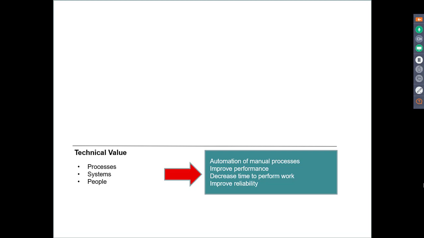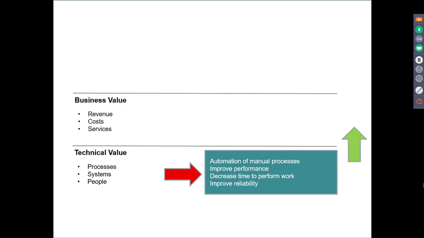Now, if you help someone realize some technical benefits, and by the way, the word benefits and value can be used interchangeably, those will often lead to business improvements, and that's the next level up, which are improvements in revenue, improvements in cost, improving how a business delivers their services. So, for example, if you help something to be more automated, you might help decrease labor costs. So one benefit leads to another. In fact, most benefits lead to another benefit.